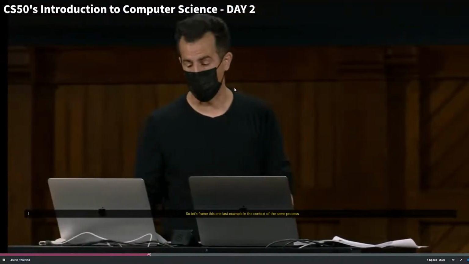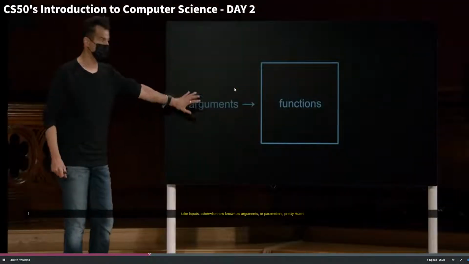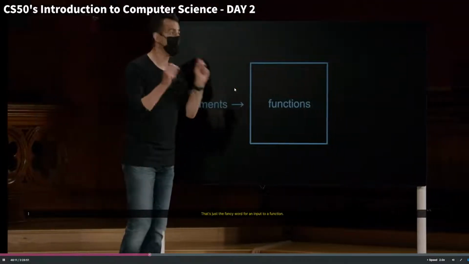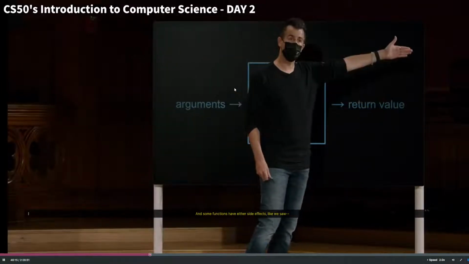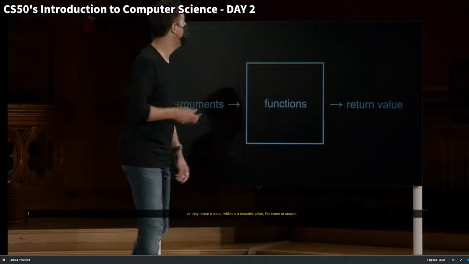So let's frame this one last example in the context of the same process of taking inputs and outputs. The functions we've been talking about all take inputs, otherwise now known as arguments or parameters, pretty much synonymous. That's just a fancy word for an input to a function. And some functions have either side effects, like we saw, printing something, saying something on the screen sort of visually or audibly, or they return a value, which is a reusable value, like name or answer in this case.